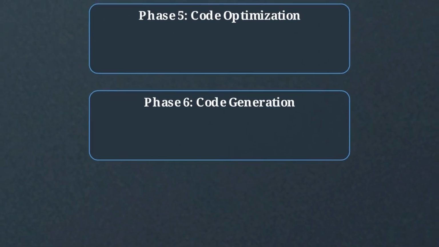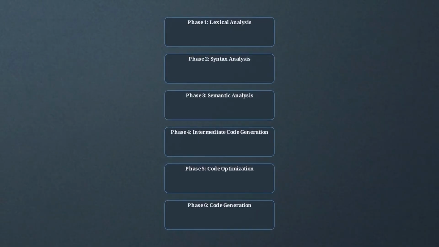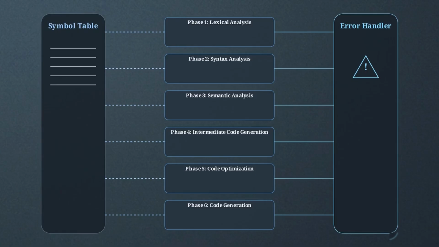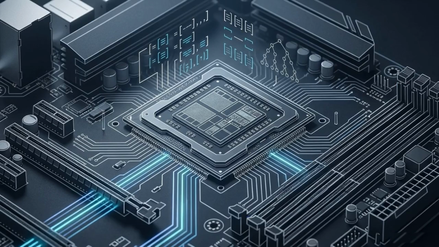binary data. Every stage is monitored by the symbol table, which tracks variable data, and the error handler, which reports mistakes the moment they occur anywhere in the pipeline. This back half of the pipeline turns human intent into the most efficient instructions the hardware can execute.